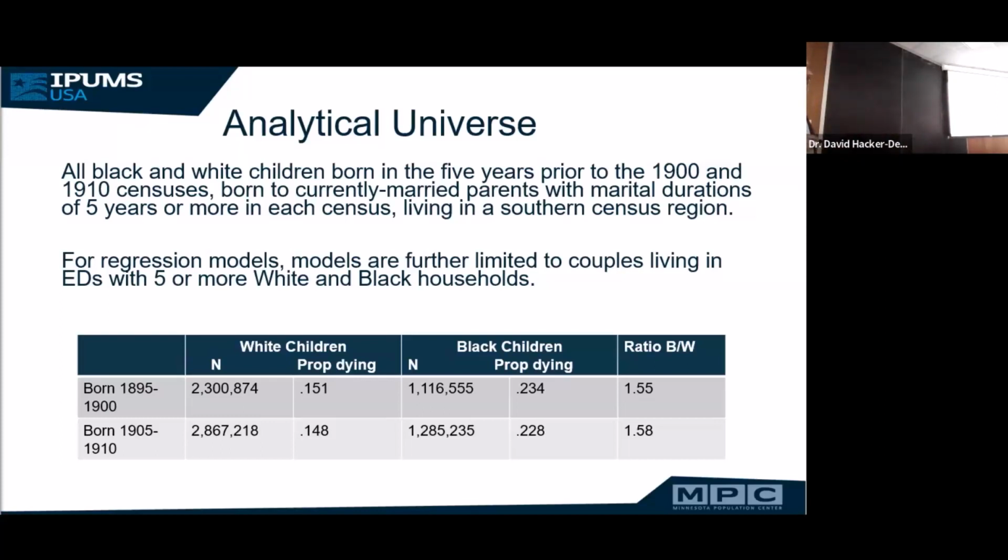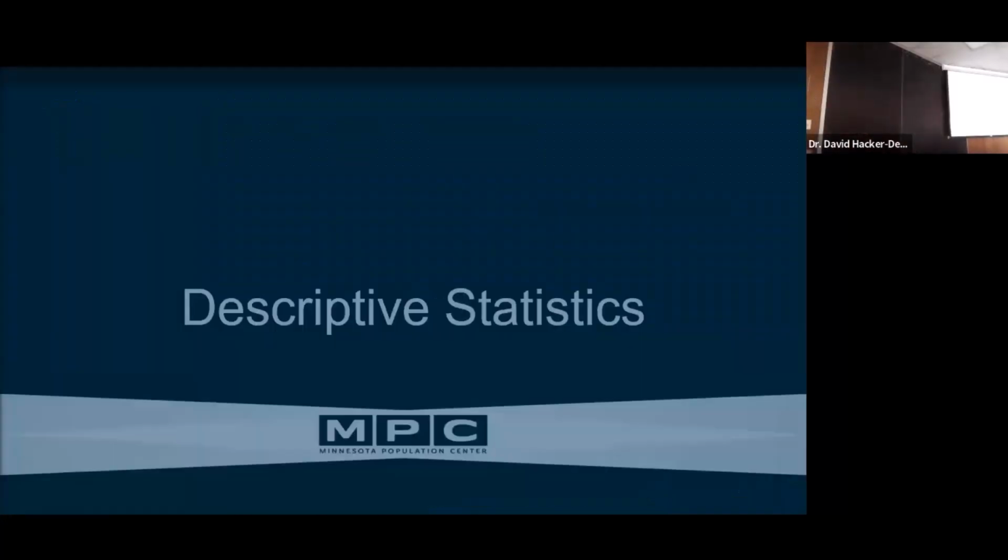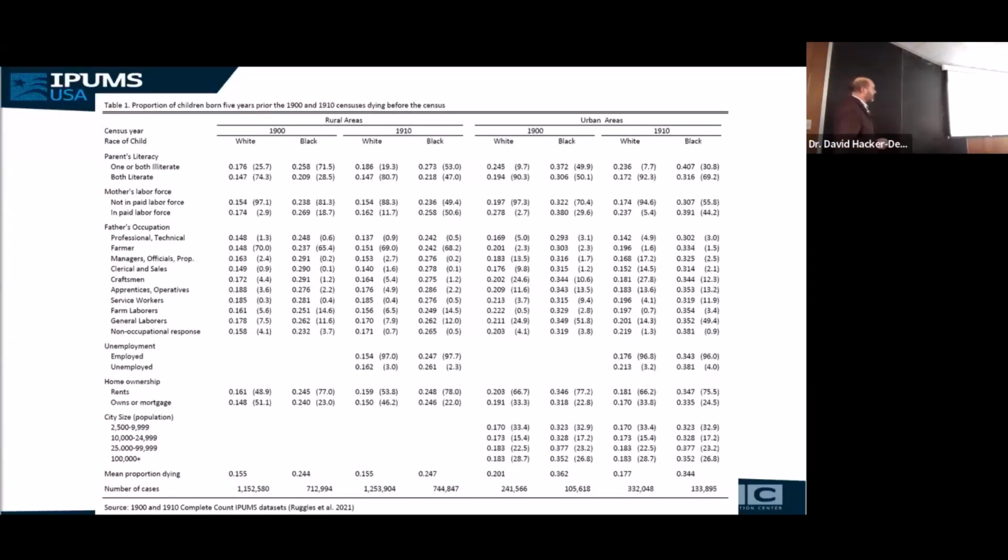This measurement of SIS is going to require at least 5 white and Black households in each enumeration district. You know, if you have all white households, you just can't quite measure segregation. All right, I'm not going to go through this. By the way, there's a whole paper written and we sent it out. Actually, if you want a copy, I'm hacker@umn.edu. But it looks nice. Trust me on this.